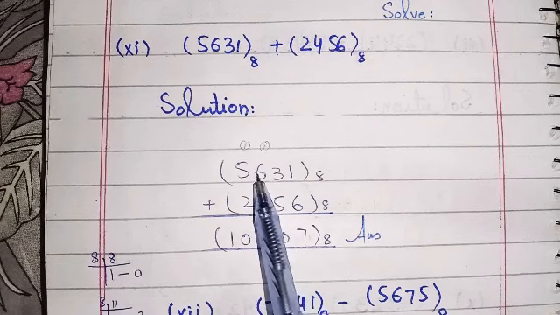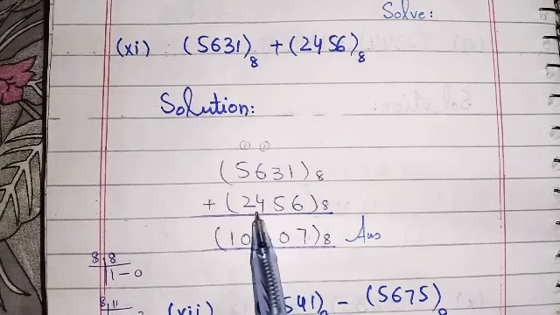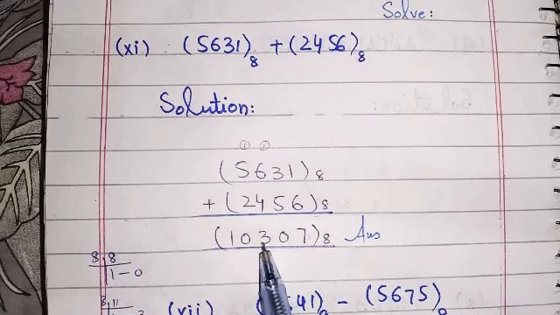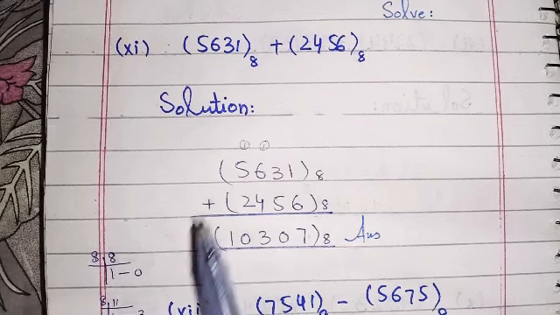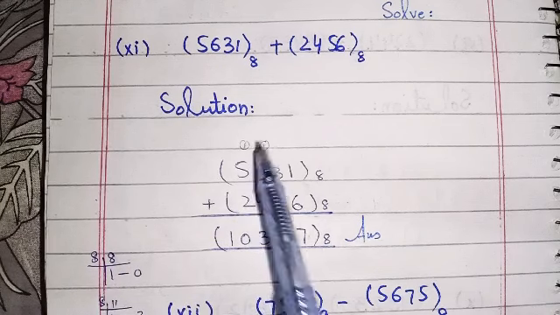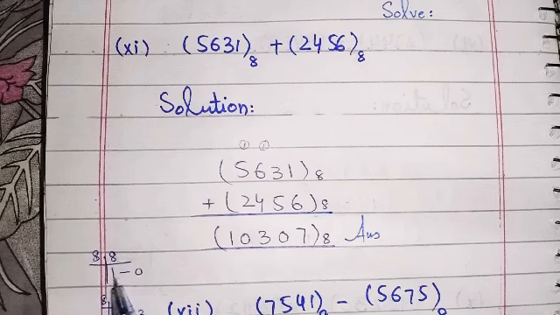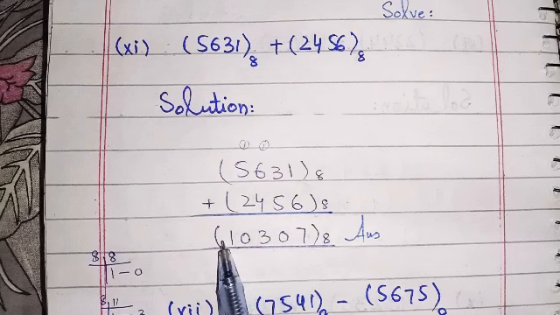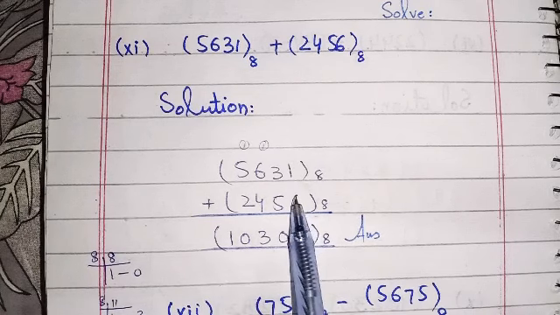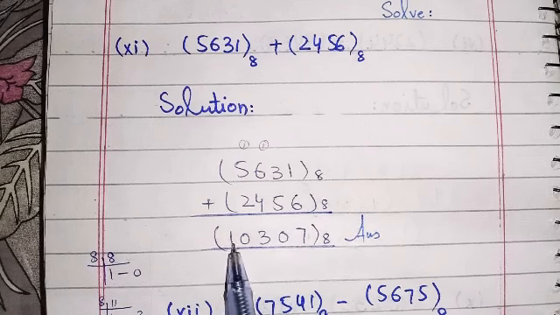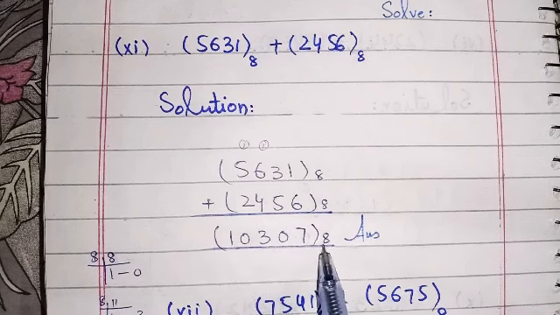to the next column. Then 6 plus 1 is 7, 7 plus 4 is 11. We cannot write 11, so we will divide it. 1 is our quotient and 3 is our remainder. We will write the remainder here and our quotient carries to the next column. 5 plus 1 is 6, 6 plus 2 is 8. We cannot write 8, so we will divide it. 0 is our remainder and 1 is our quotient, so we will write 0 first and then 1, and after the sum of both octal number values we got the answer 10307 with base 8.